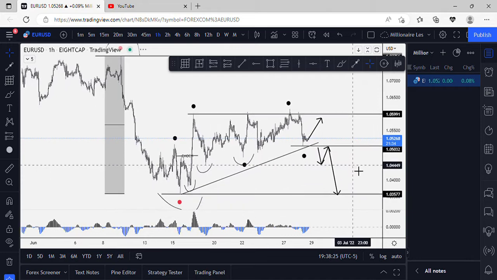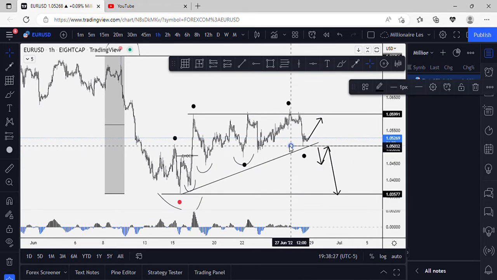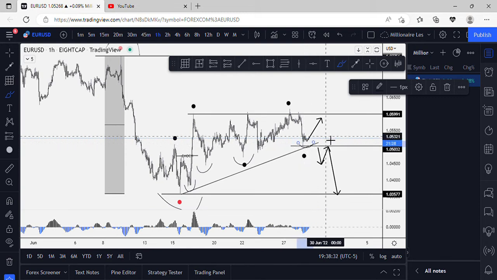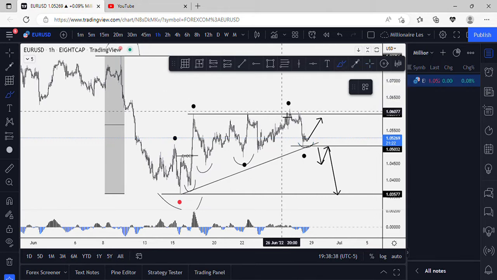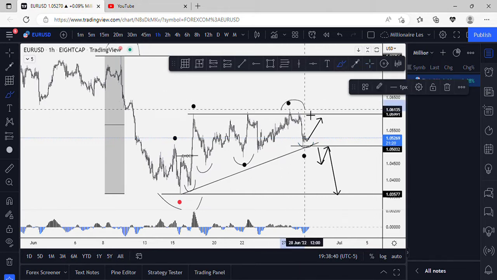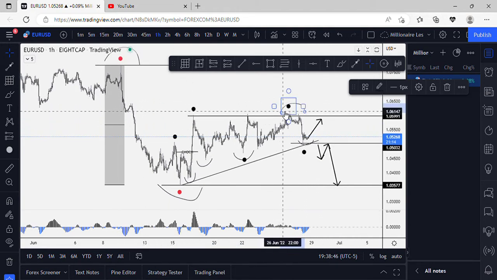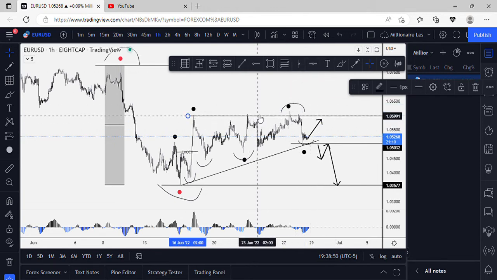So like I said, until price breaks below this low, my bias is still bullish. Until price breaks above this high, overall, I'm still looking. When the price gets to this area, I will still be looking for sells unless price decides that it wants to break above this high.